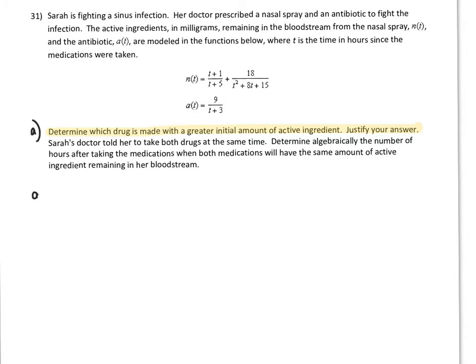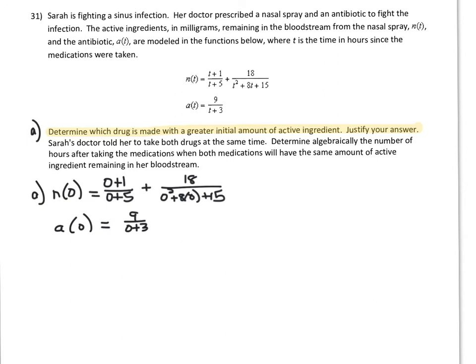All right, well, let's think about it. If we want to figure out which is made with a greater initial amount of active ingredient, if we want to figure out initially how much she's taking, doesn't that mean that no time has passed? Basically, she's just initially taking the drug, and time has not passed. So if no time has passed, we're going to replace these t's with zeros. Okay, so I just plugged in 0 for all the t's into n of t. And you're just going to determine what this is equal to.